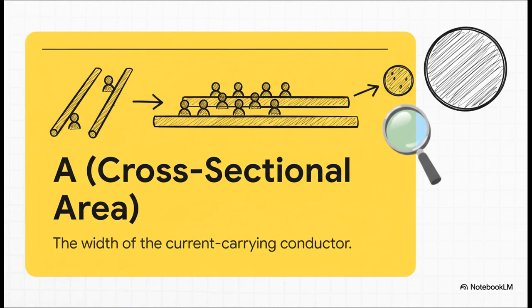Next is A, the cross-sectional area. And this one is super easy. It's just how wide the wire is. A wider hallway means more people can squeeze through at the same time, right? Same thing here. A thicker wire means more electrons can flow.